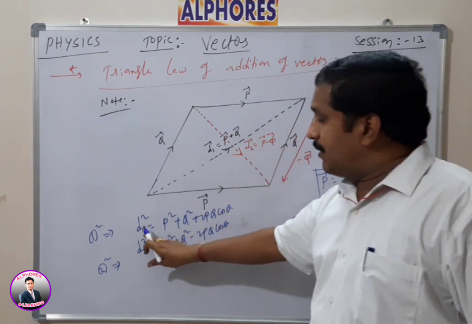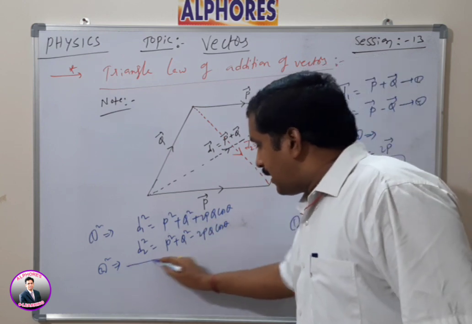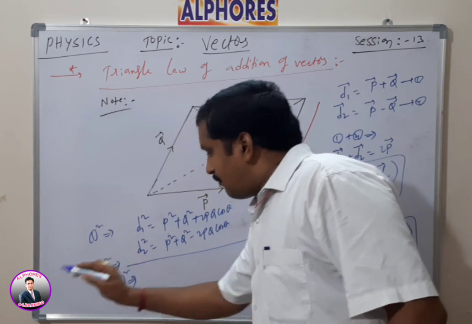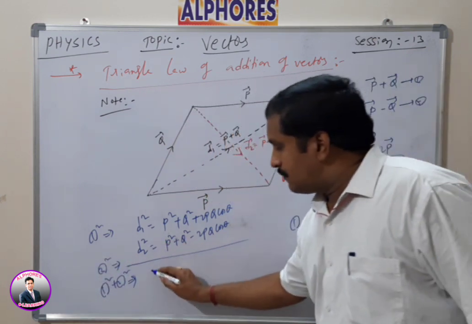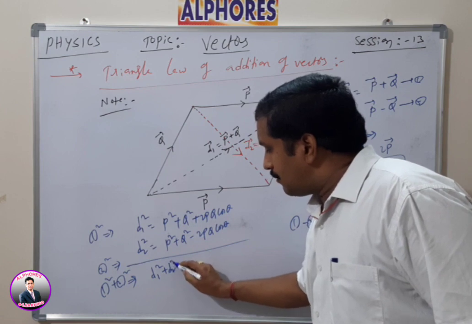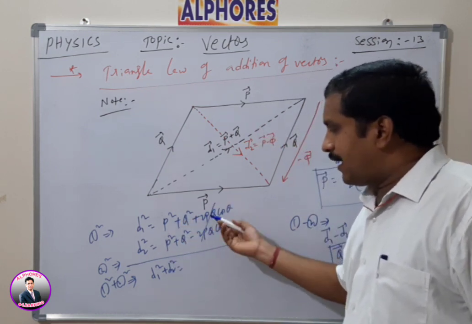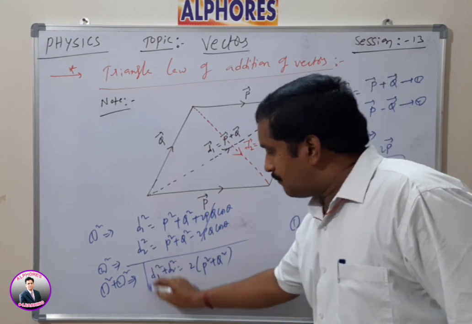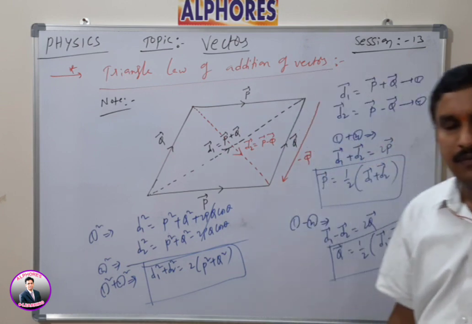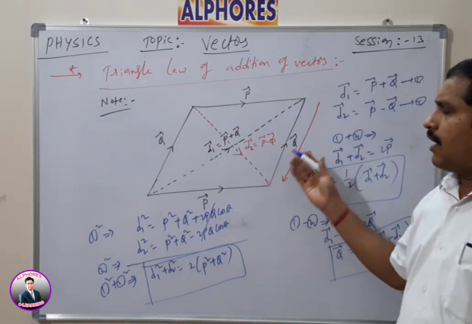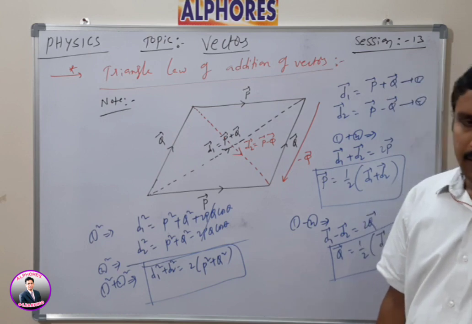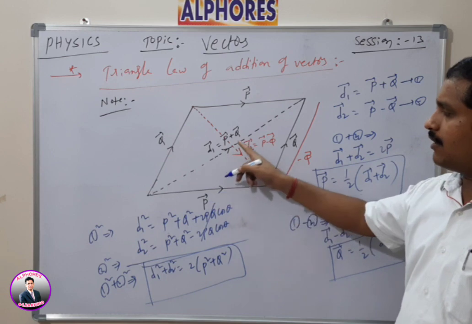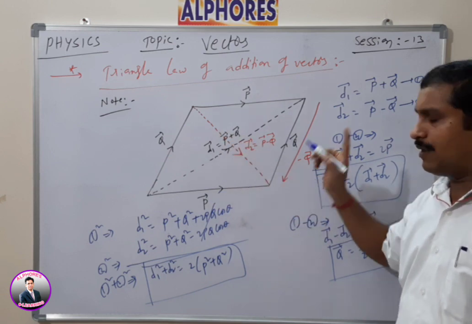That's why, by squaring these diagonals and adding the two equations, D1 square plus D2 square is equal to how much? These two cross terms cancel, so we get 2 times (P square plus Q square). This is the relation. This is the application of the triangle law, the parallelogram law of addition of vectors. By taking the triangle law only, you take the diagonals of the parallelogram, like D1 bar is equal to P bar plus Q bar, D2 bar is equal to P bar minus Q bar.